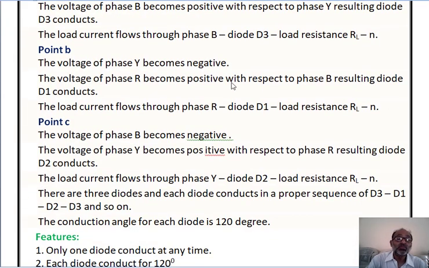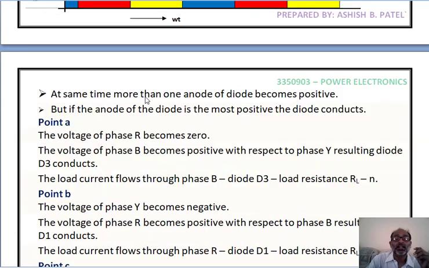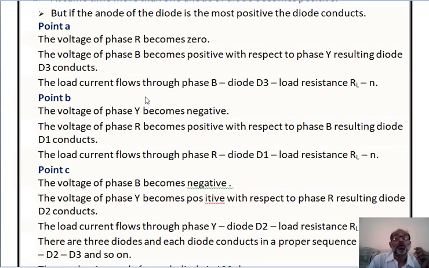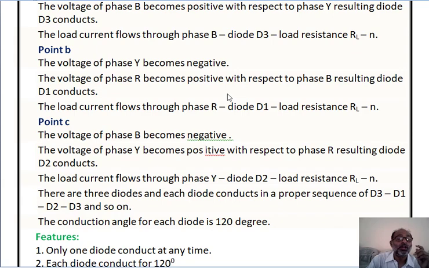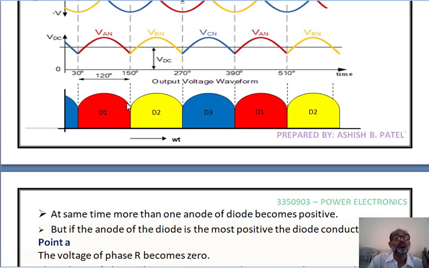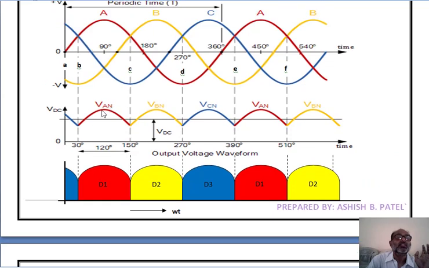Now, most important thing, here you can see there are 3 diodes which conduct in proper sequence: D3, D1, D2, D3, D1, D2. And you can also say the conduction angle for a particular diode is 120 degrees. That means each and every diode conducts for 120 degrees. Here you can see the output voltage of the 3-phase half-wave rectifier.